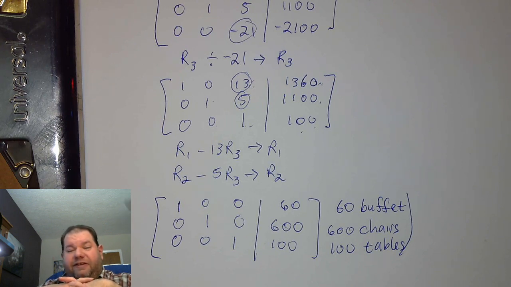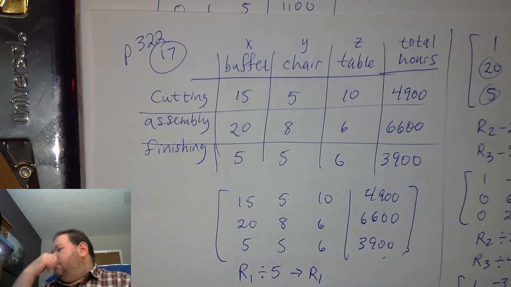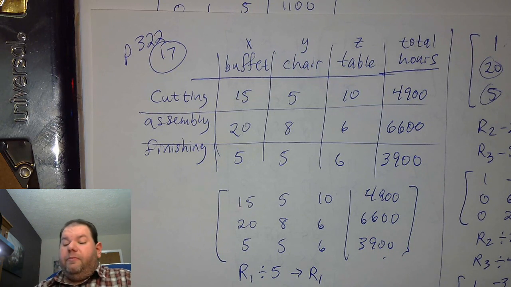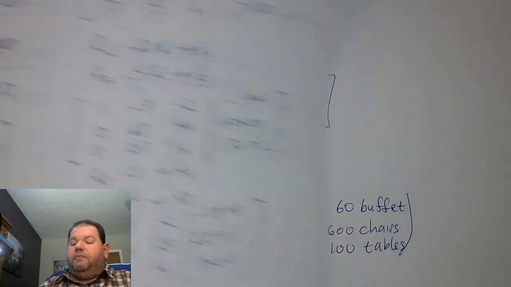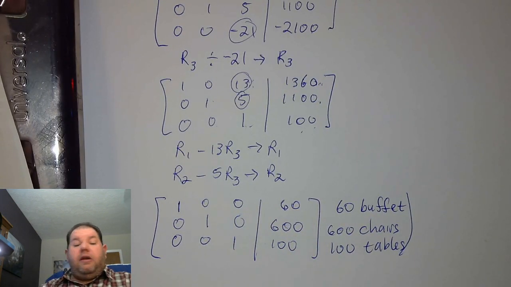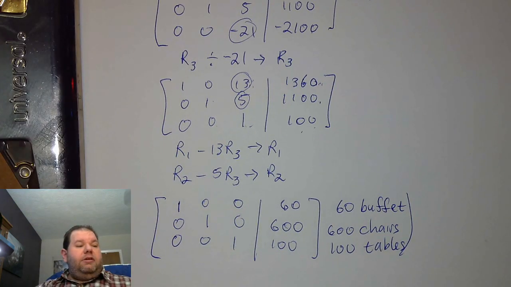I didn't say it was easy, unfortunately. But yeah, we go back to where we started. And then by the time we're done, we get the number of buffet tables, the number of chairs, and the number of regular tables. Yeah, pretty involved.